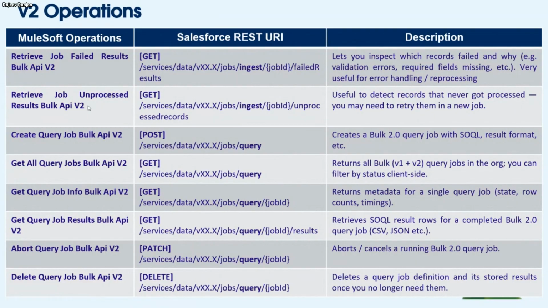The other flavor of the v2 operation is that we can also execute a query on Bulk v2. We can send the query and wait. It is asynchronous: on the basis of the query, Salesforce is going to create a job, and it will hold the result of the query. Through the job info we can check the status of that, and through the result we can get the result. Similarly we can abort and delete. We can also see how many query jobs there are with get all query jobs.